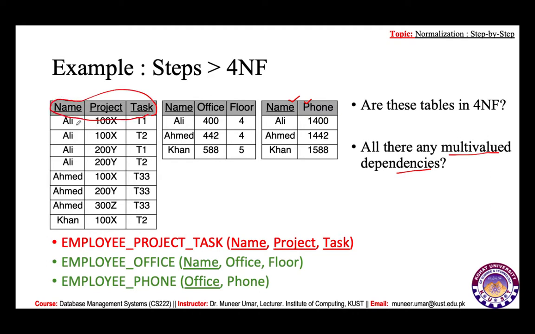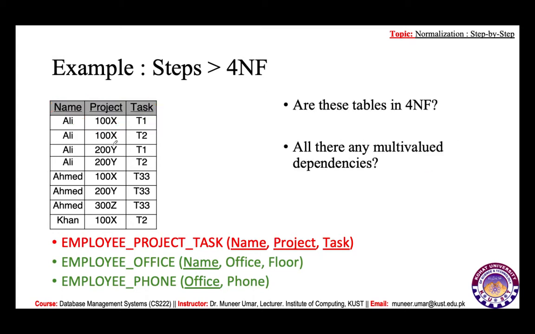Now if you look into this Ali, it is with the 100 T1, then 100 again, and T2. So for Ali we have multiple values here under project, and also we have multiple values for tasks. So there are multi-valued dependencies, so we must separate these attributes to form some new tables.